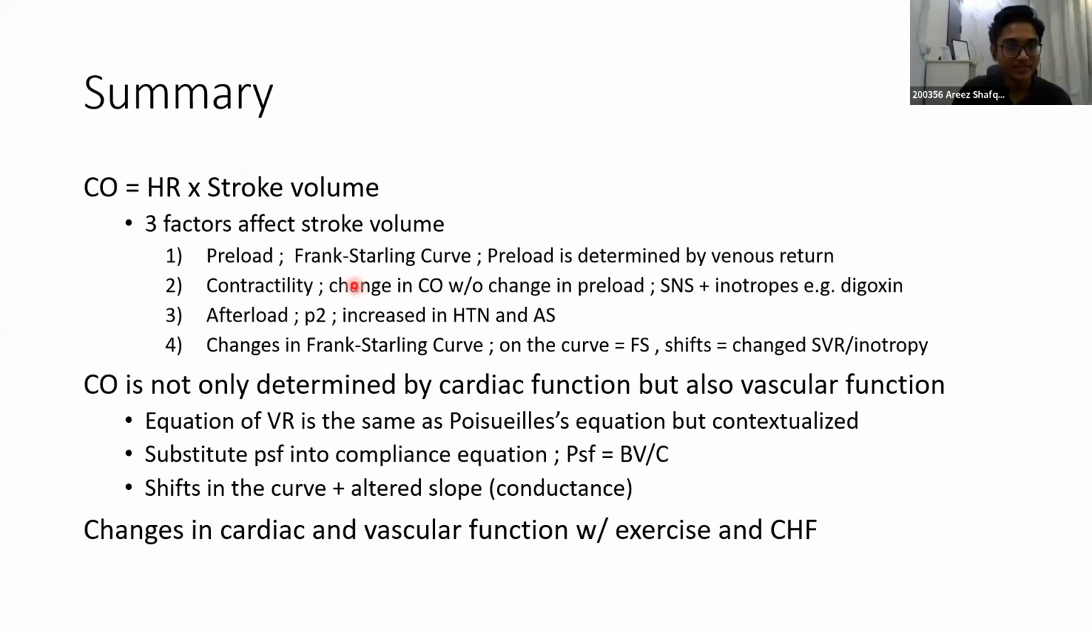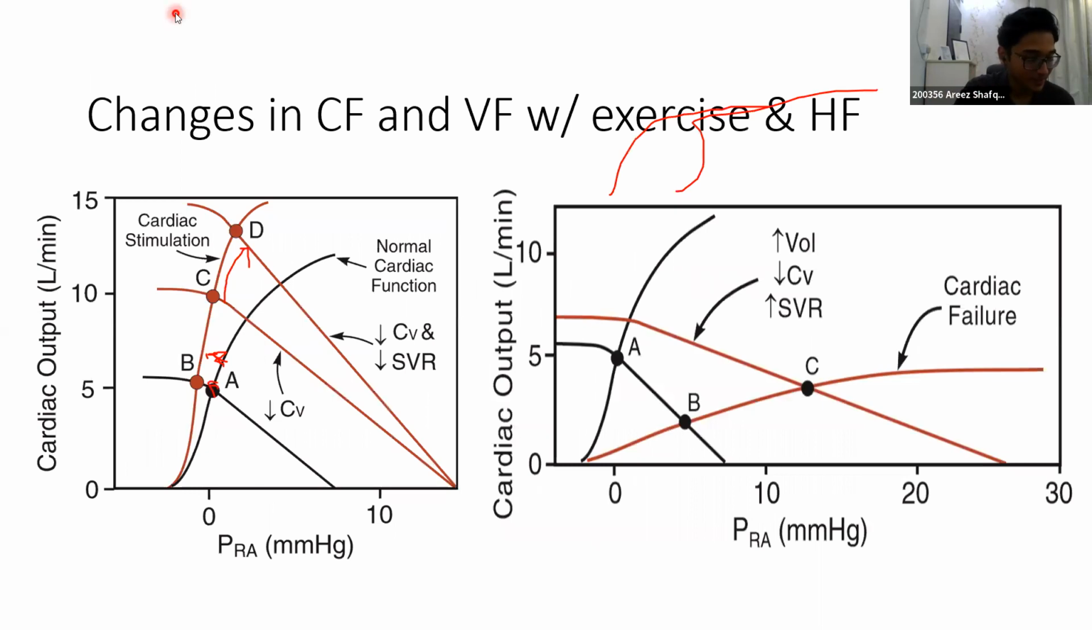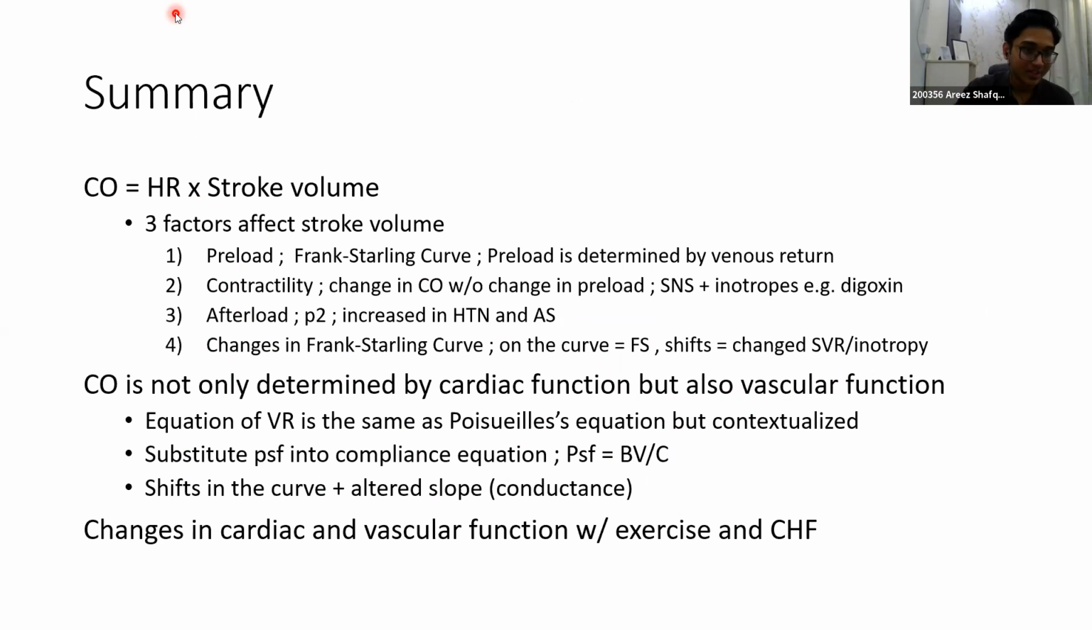So now this is just a summary of the lecture. So for B to C, there's a right shift and decrease in the slope. Yeah, exactly. The right shift is because of the blood volume and the venous tone. The slope is because of the resistance, okay? So this slide is exactly what you need to know for this lecture, okay?